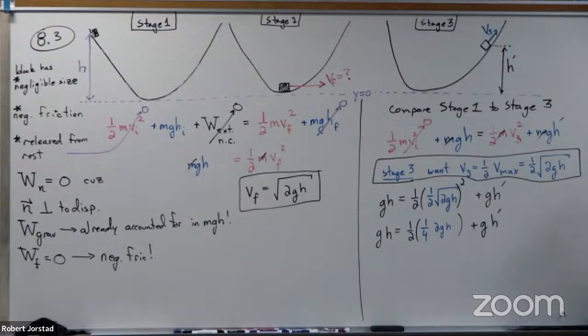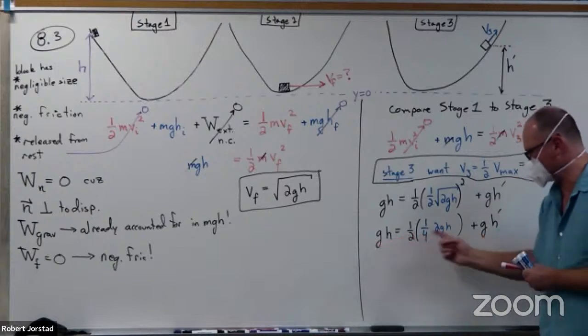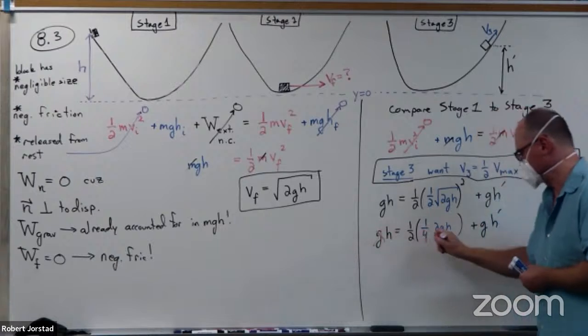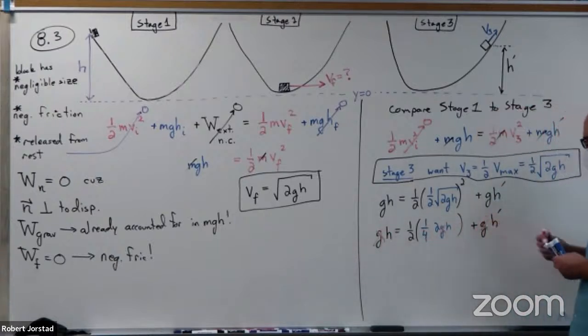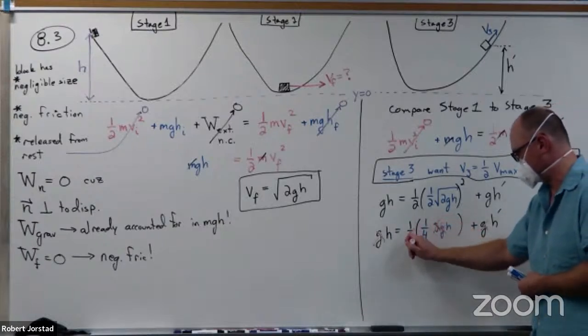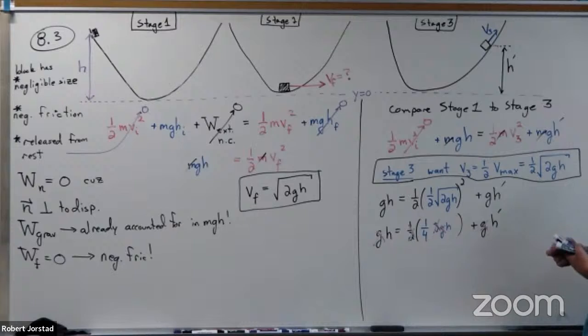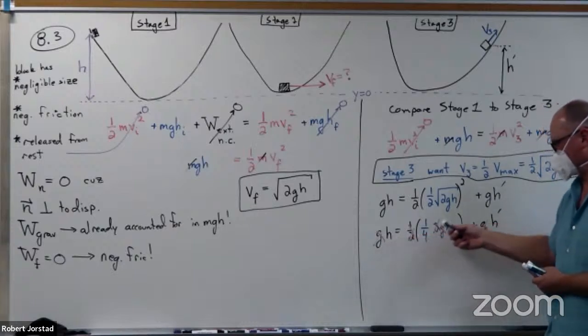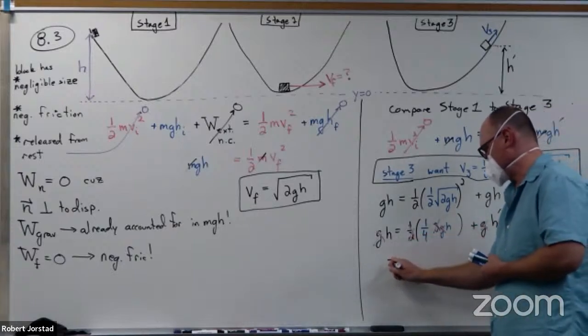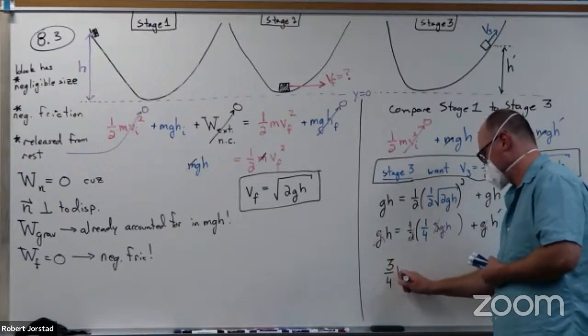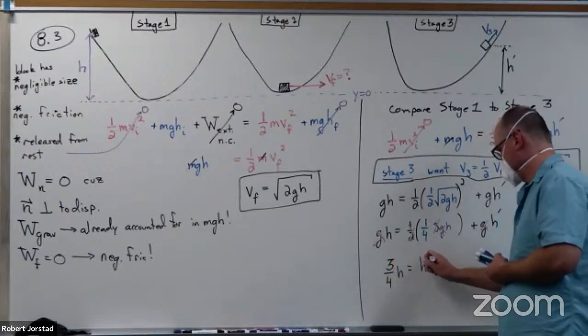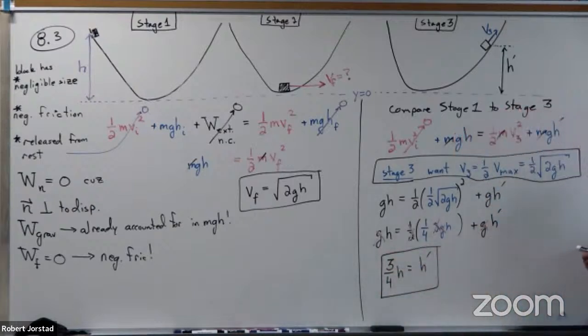What else cancels now? Mass cancels. What else? G. Now, see that? It's every term now. Okay, that's cool. I guess a 2 cancels this 1/2. And then if I did my math right, I could bring this over. I think I get 3/4 H. Take a second, make sure you get that.